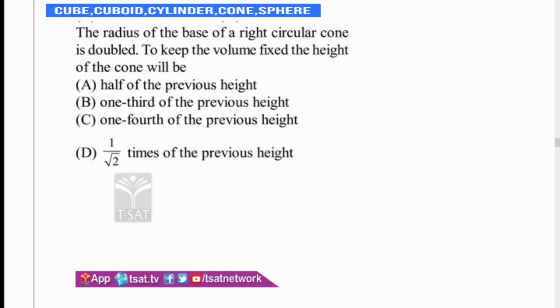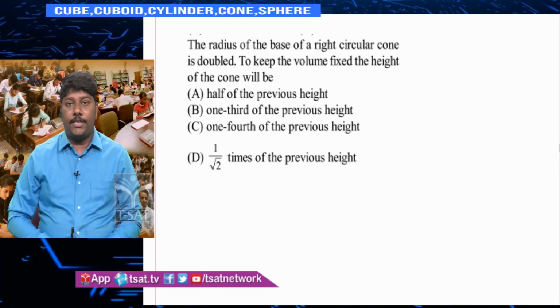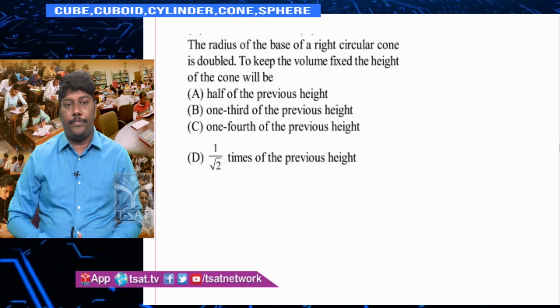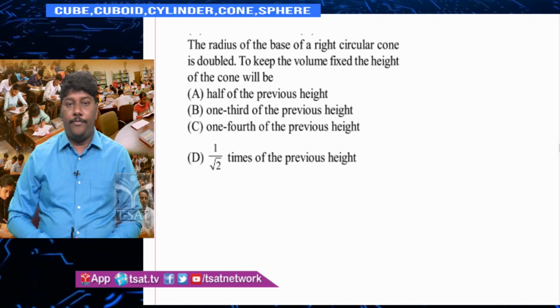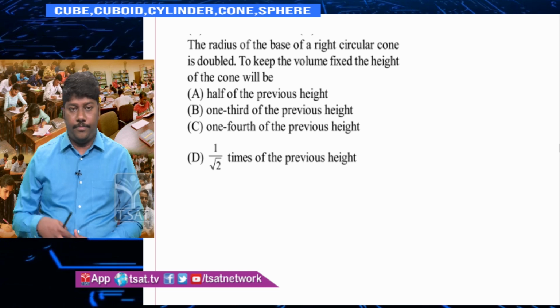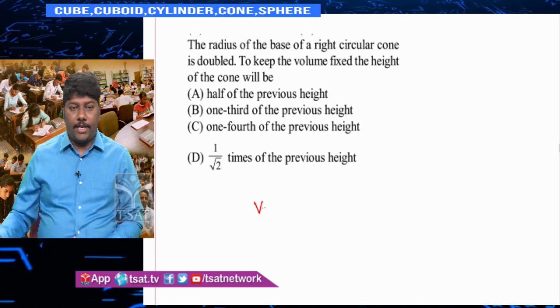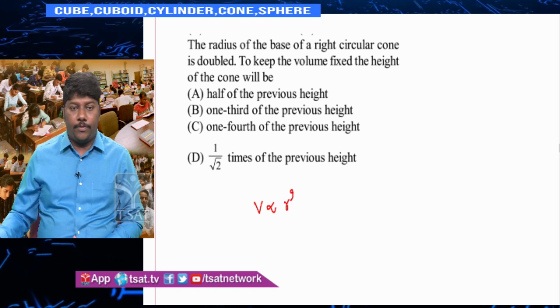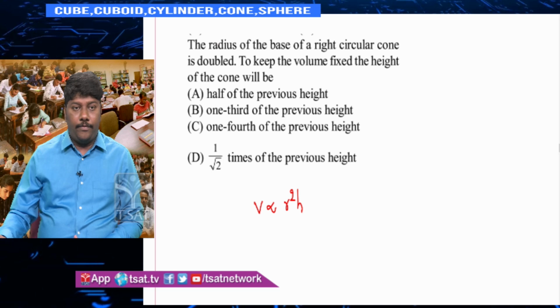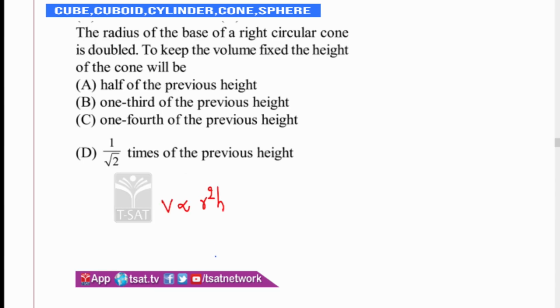Next, the radius of the base of a right circular cone is doubled. So radius is doubled. To keep the volume fixed, the height of the cone will be, see, for cone, volume is directly related to square of radius and height. If radius is doubled, so this actually becomes what? Double means 4 times. Height must become 1 by 4, because doubled means 2 times, 2 times whole square is 4 times. So in order to make the volume same, you have to make the height 1 by 4th of height.